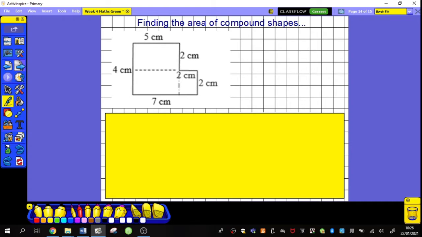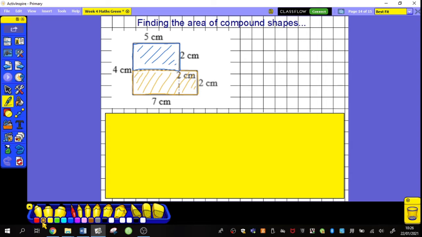Here is my compound shape. First thing I'm going to notice is that my compound shape is a funny shape, isn't it? And now to find the area of that, I'm going to need to break it up into much more easy, manageable chunks. So if I was to find the area of this orange rectangle first, then afterwards I just need to find the area of the blue rectangle. If I added those two rectangles together, then I would get the complete area of the compound shape.